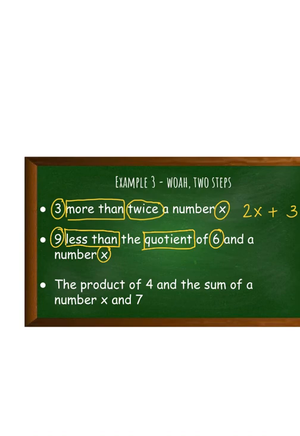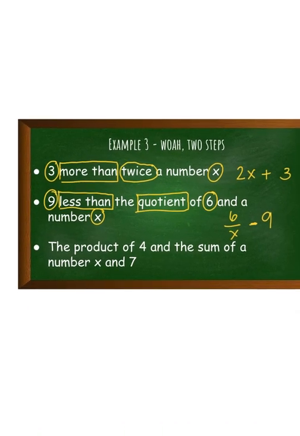So it says 9 less than, since this than is here, we're going to put 9 at the end. Less means subtraction, so we can already fill that in. And then we've got the quotient of 6 and a number x. So remember, quotient means division, and we have 6 divided by a number x. So it's 6 over x, or 6 divided by x, minus 9. Okay? And the last one.